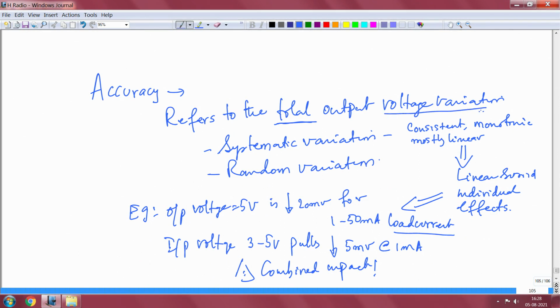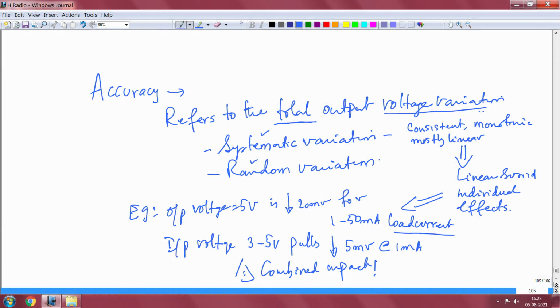And what do you mean by total? What are the component constituents of this total? One is systematic variation, the other is random variation. Both of them together will give you the total output voltage variation. Okay. Now what are examples of systematic variation, and what exactly do you mean by systematic variation?